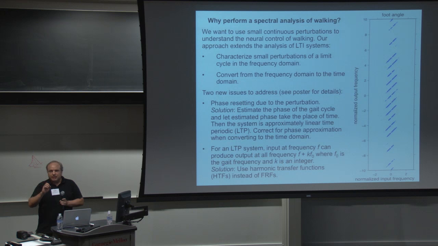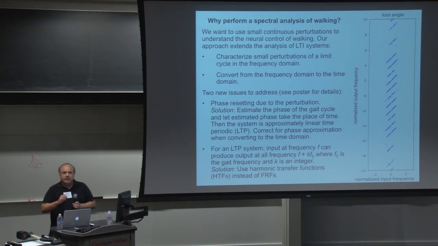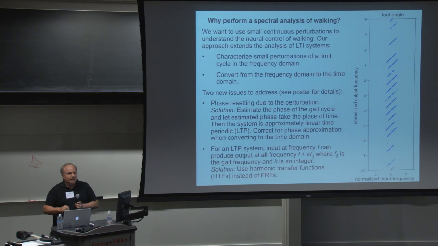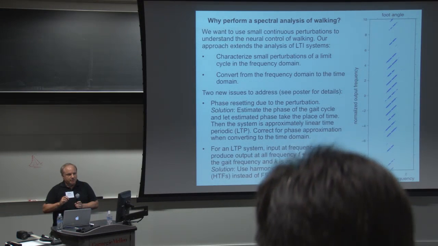The other issue is that for LTP systems, if you put power in at one frequency, you get power out at multiple frequencies. If the input is at frequency F, you get power out at F plus K times F0, where F0 is the gait frequency and K is an integer. To analyze that situation, we use what are called harmonic transfer functions, instead of the usual approach for LTI systems, which are frequency response functions.